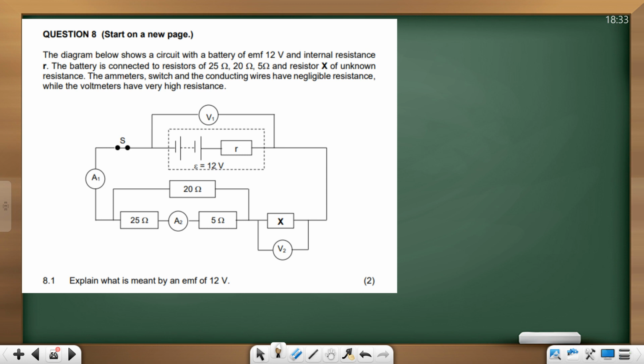Voltmeters must be connected in parallel. Ammeters must be connected in series. If an ammeter is connected in parallel, it short circuits the whole thing. I did explain short circuit. Short circuit is when you create a pathway of zero resistance.